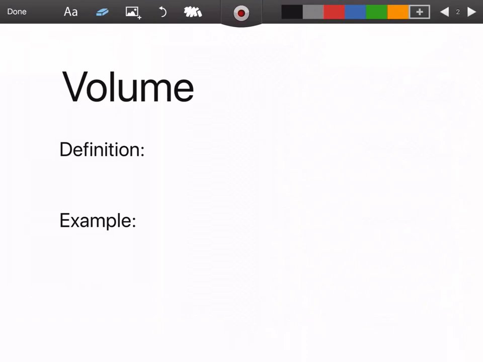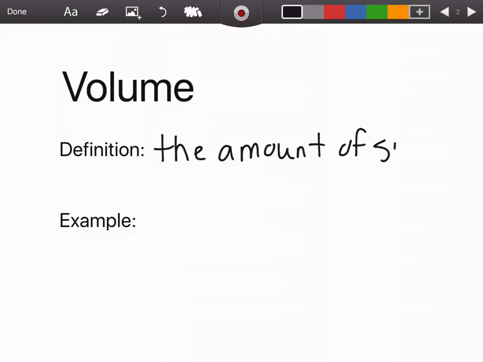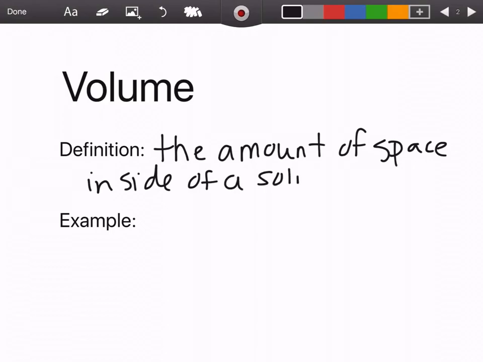So the definition of volume is that volume is the amount of space inside of a solid object. The amount of space, and you want to write this in your notes too, inside of a solid object. Okay, and what that means, a solid object is not an object that is rock solid, like a rock. A solid object is actually just a three-dimensional figure. That's the math term we use for it, a solid object.